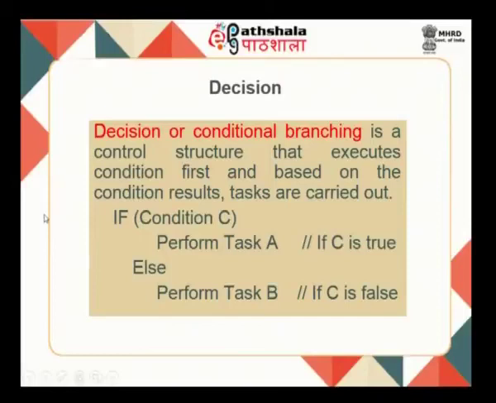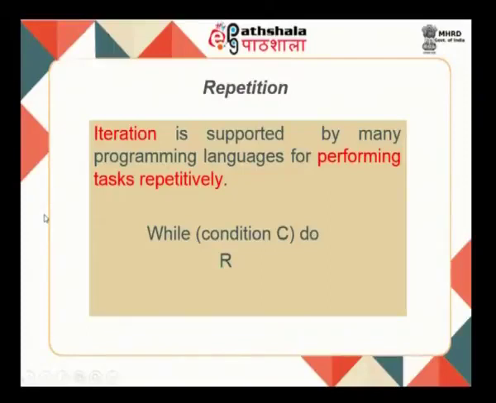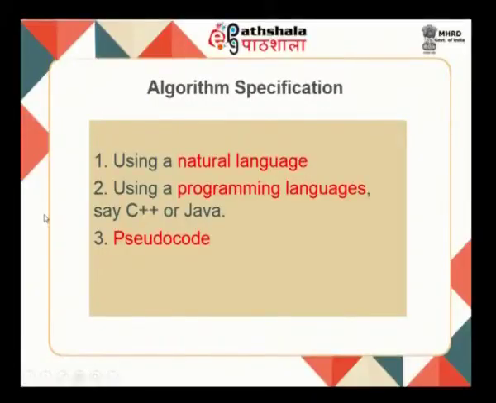The third structure is called repetition. Repetition is another control structure that is used for performing tasks in a repetitive manner. This is an example of a repetitive structure where we can see that the condition C is executed first, then based on its truth value the task is repeatedly performed. Once we have these sorts of control structures, then we have to put all these control structures into an algorithm. For this reason we have three choices.